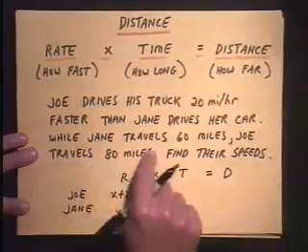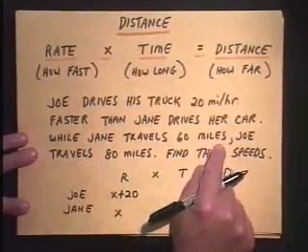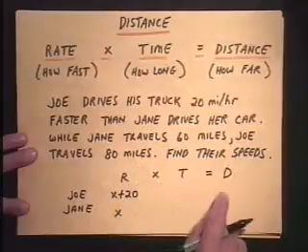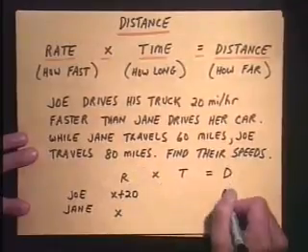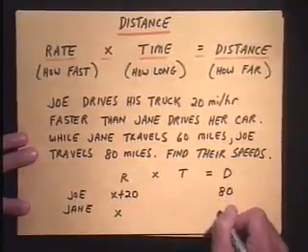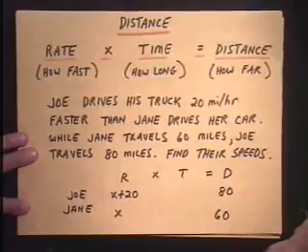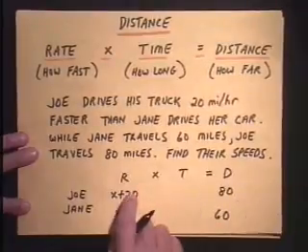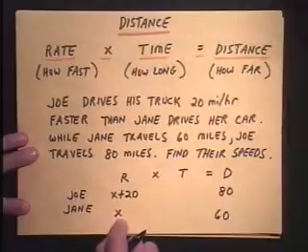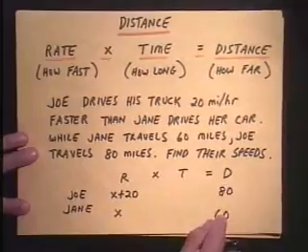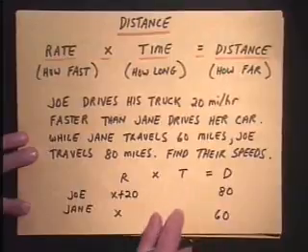Now, what else do we know in the problem here? It says while Jane travels 60 miles, Joe travels 80. So for distance over here, we'll go ahead and put Joe's 80 and Jane is 60. And that kind of makes sense, doesn't it? Because if Joe is going faster than Jane, well, he ought to be going what? Farther.